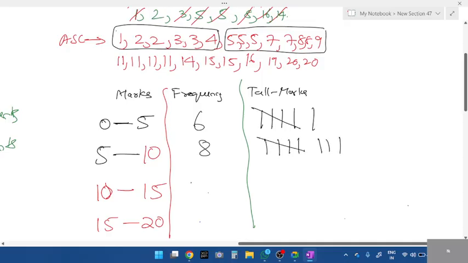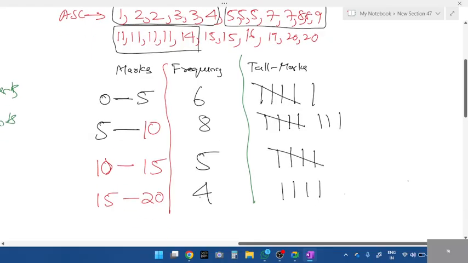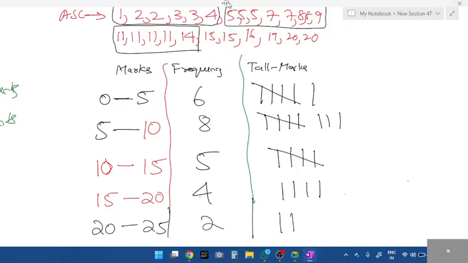Next. Tell me the next one. Don't consider 15. From 10 to 14, how many numbers are there? Very good. 5. 1, 2, 3, 4, 5. Next. Don't consider 20. From 15 to 19, how many numbers are there? 4. Now 20 is left, right? We'll take another column, 20 to 25. Now tell me how many 20s are left, students? 2. 1 and 2. Doesn't it look simplified now?